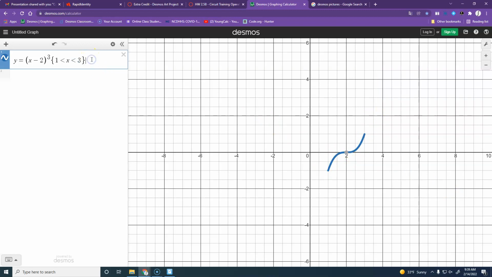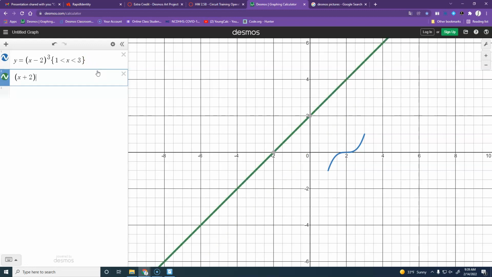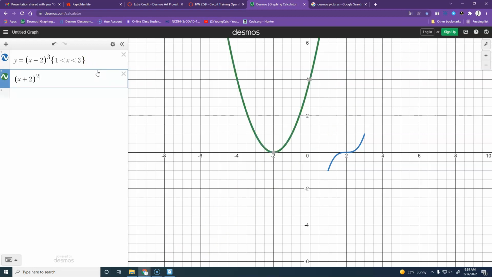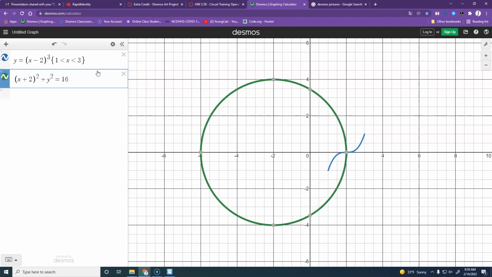You can also restrict the range. Like for this particular case, you probably wouldn't want to do that. But let's say we had a circle: x plus 2 squared plus y squared equals 16. So if we had this circle, let's say that we don't want to use all of the circle, maybe.